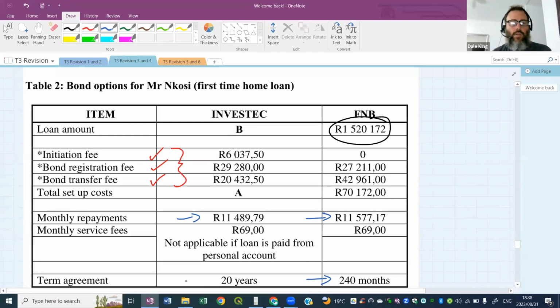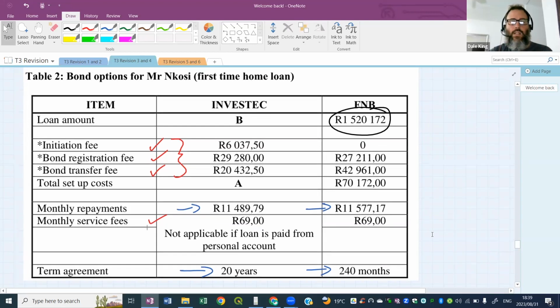And we see at the bottom for Investec, 20 years. All right. But don't go away, because there's also a monthly service fee. A monthly, I told you, the banks love these things. Monthly service fee, which is, again, 69 Rand a month. Okay. Look at all the fees. It's absolutely ridiculous.